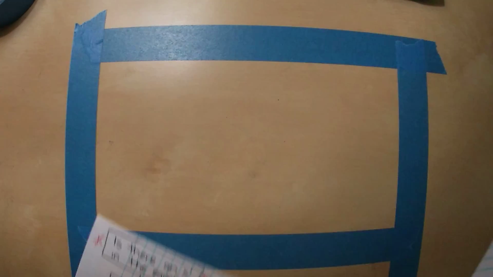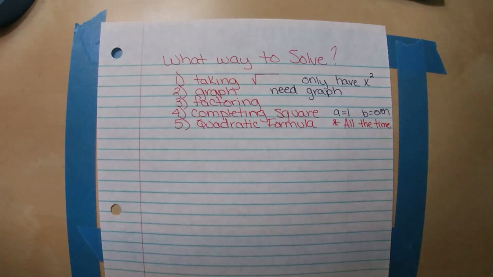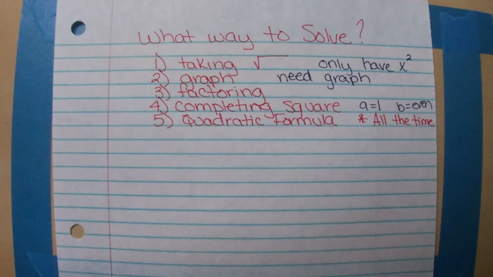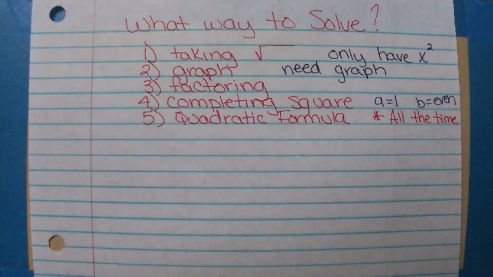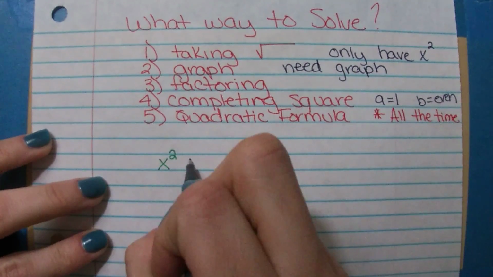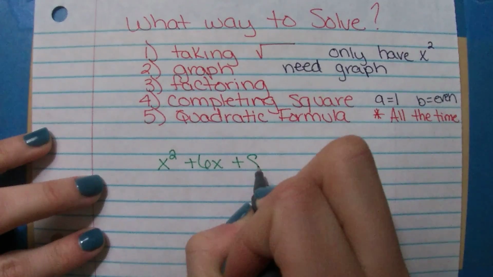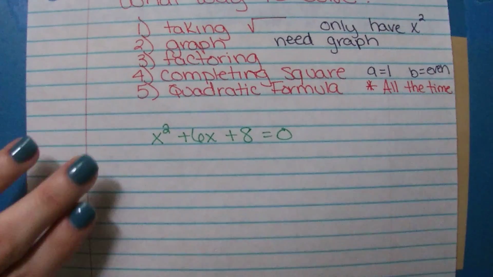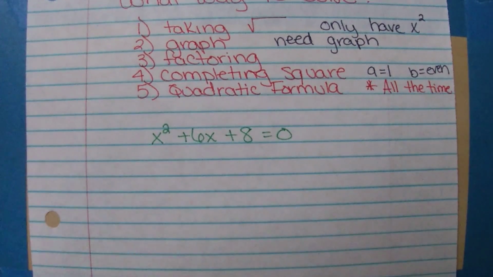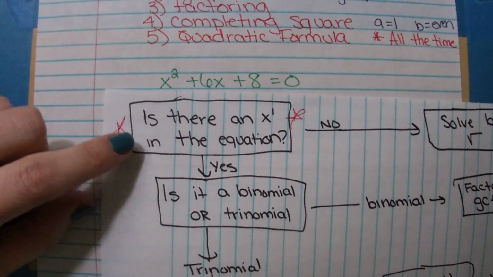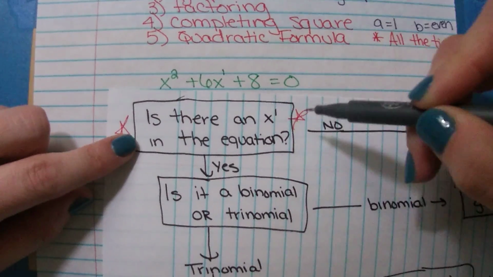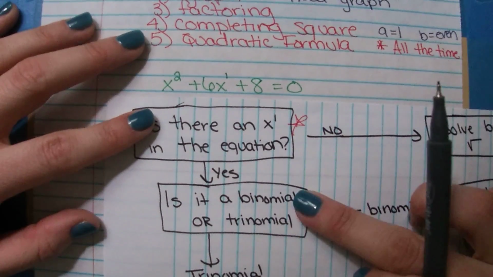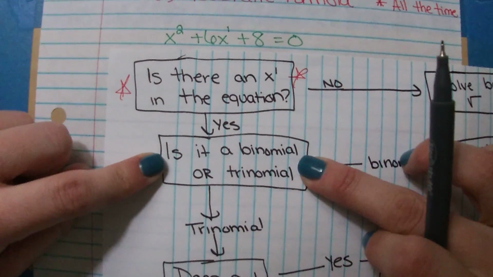I'm going to switch off of this chart here. So, let's say, zoom back in. We want to solve x squared plus 6x plus 8 equals 0. Okay, so we use this table. First question we ask ourselves, is there an x to the first power? So, yep, right here, we see an x to the first power. So, yes, there is an x to the first power, so we're going to follow the yes line.